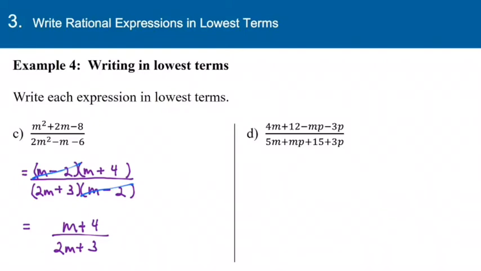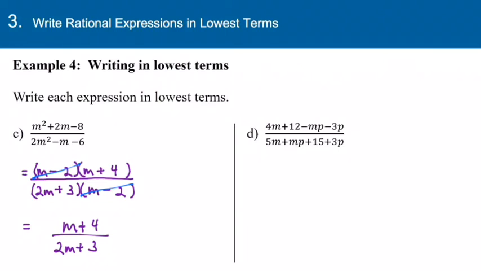Now remember, you cannot cancel from terms. So this m that's a term in the top cannot be used to cancel this m in the bottom, because these are not factors, they are terms. Okay, for part D, it looks like we have 4 terms in the top and 4 terms in the bottom. And so we'll have to use the factor by grouping method to get these factored.